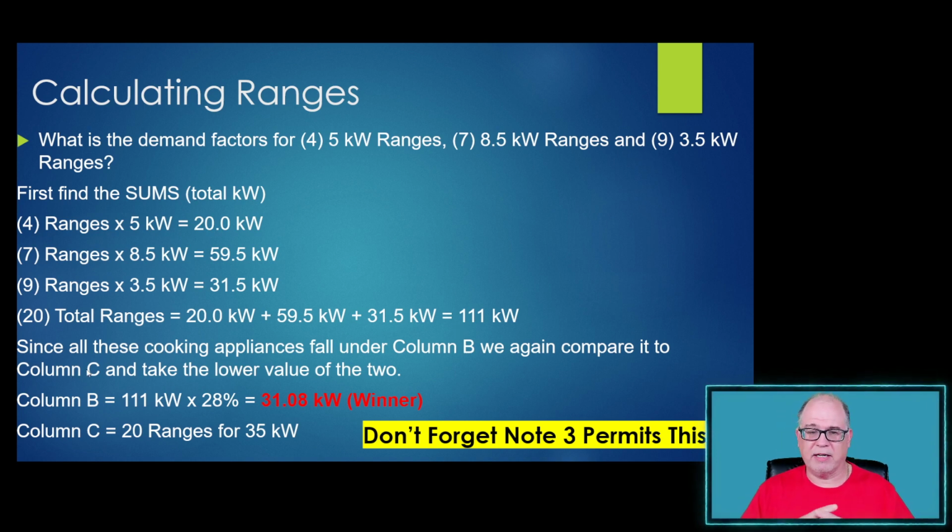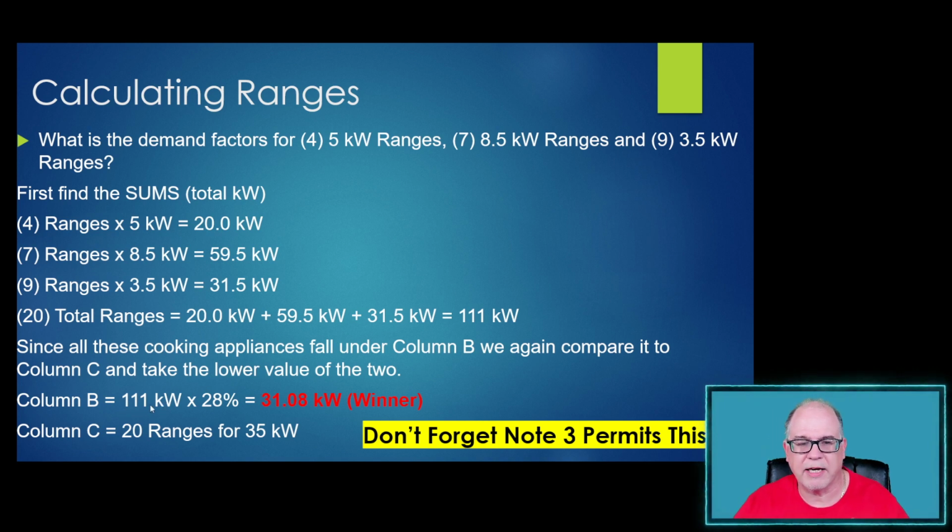Now, quite interesting here is all of these ranges fall where? They all fall under column B, right? 3.5 and not more than 8 3/4, right? That 5 kW, that 8.5, and that 3.5 kW. They all fall under that same column, okay? But we still want to compare it to what? We still want to compare it to C, right? So in this case, since all of these appliances fall under B, we can compare it to C.